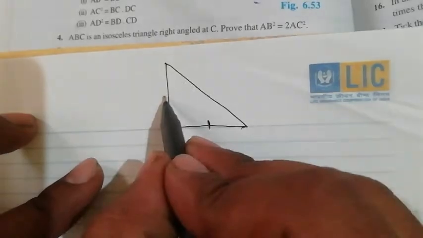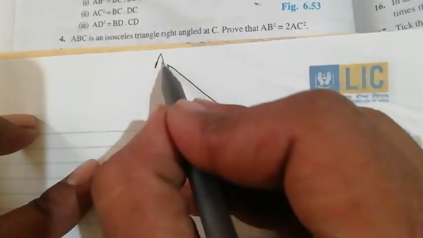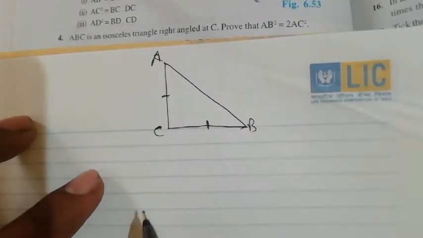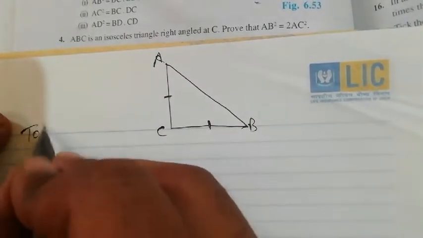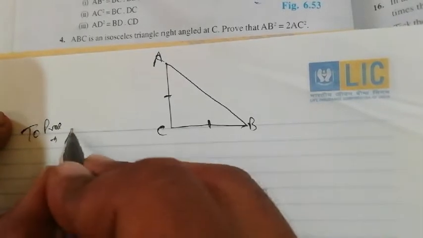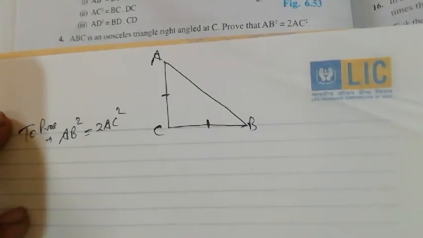It means that this side is equal to this side, and it is right angled at C. So this will be C, this is A and this is B. Okay, A, B and C. Now to prove that AB square is equal to 2AC square.